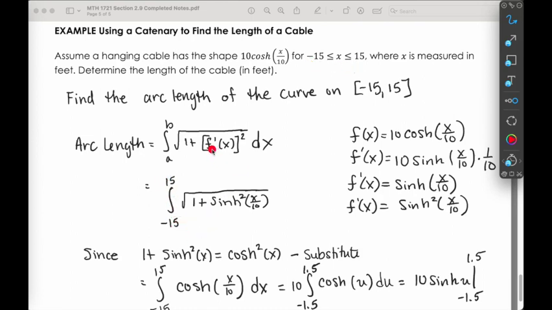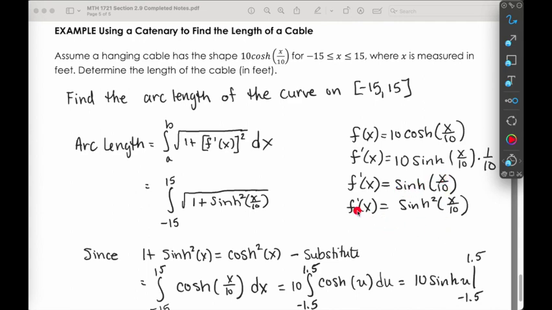And so I need to find the derivative and square it so I can plug it in here. So f of x is 10 hyperbolic cosine of x over 10. When I take the derivative, I get 10 times hyperbolic sine of x over 10 using the chain rule times the derivative of what's inside, which is 1/10. So these 10s are going to disappear because I can take 10 over 10, which is 1. So I get that the derivative is hyperbolic sine of x over 10.